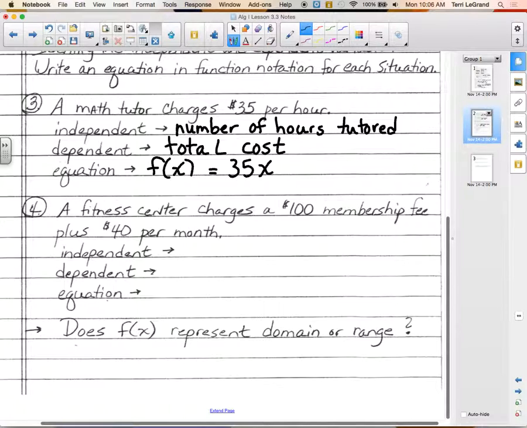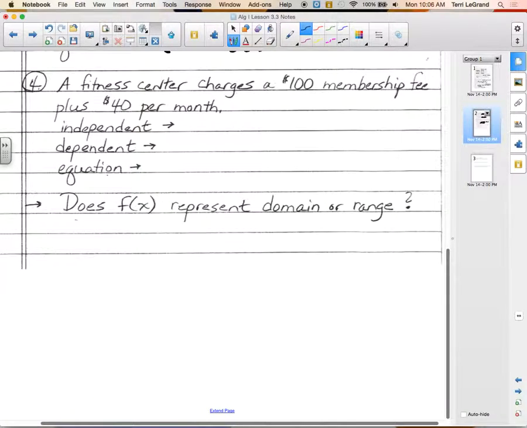You will get how much it costs, f of x, same as y. You will get how much it's going to cost you total by putting in how many hours you're going to pay this math tutor, $35 an hour. Okay, you go ahead and do the next one on your own, number 4. So figure out what's going to be the independent variable, what's dependent upon that, what's your function rule, and write it in function notation, your equation.